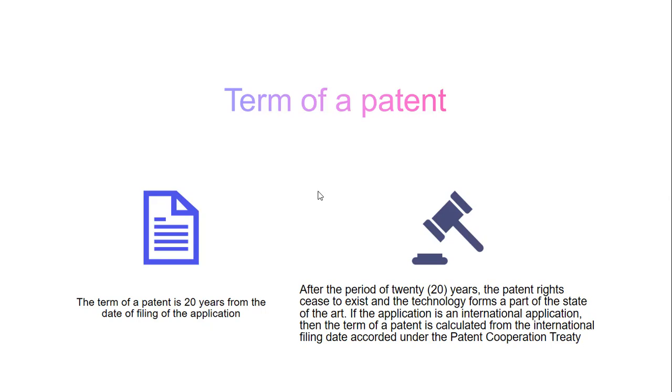So 20 years from the date of filing of the application and not the date of grant. Please remember, don't get confused about which date it is to be calculated from. The term of 20 years is to be calculated from the date of filing of the application. So that is there. Any question? I'll move forward then.